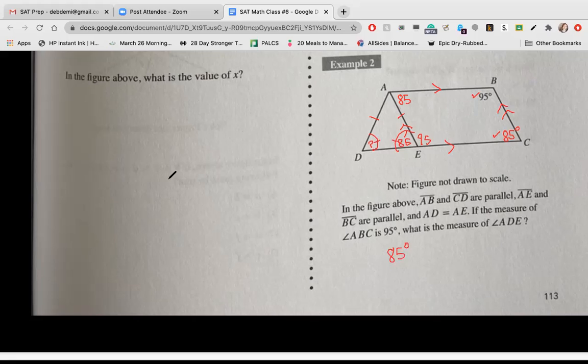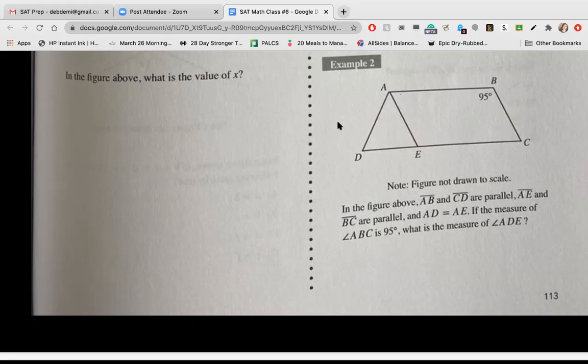So anyone have any questions on this one? It's kind of fun. It's where you just start filling things in and working your way to the end. Those are some of the easier ones on the SAT. Speak now or forever hold your peace. Okay, just moving right through today.